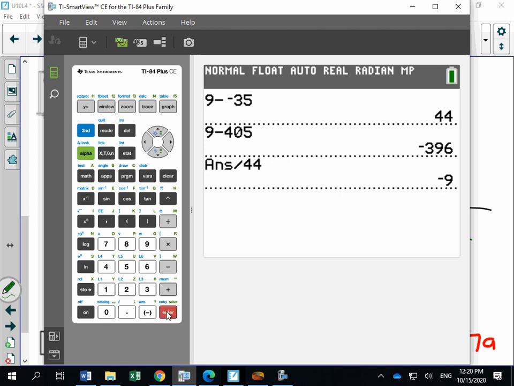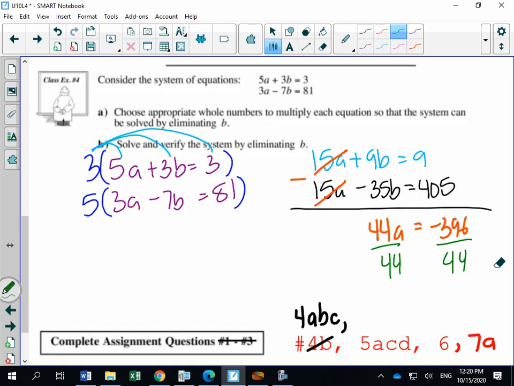A is equal to negative 9. Oh yeah, I was like, what? Sorry, yes, B is equal to negative 9. Oh yes, there's a mistake here. Let me change that. This should be B. B is equal to negative 9.